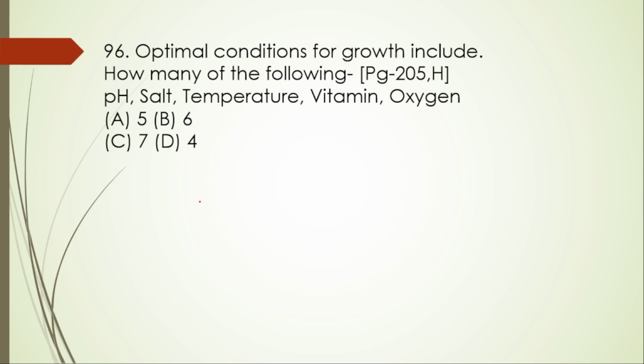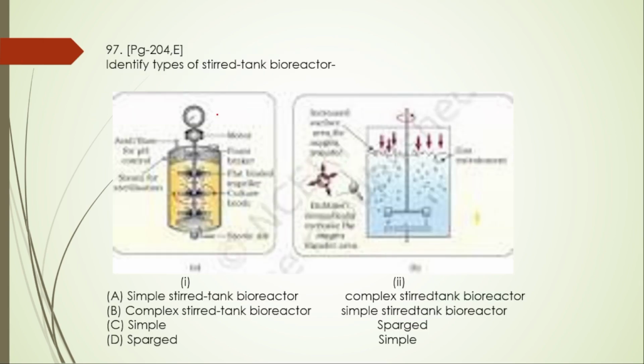96th question. Optimal condition for the growth include how many of the following? pH, salt, temperature, vitamins and oxygen. Optimal condition for the growth includes pH, salt, temperature, vitamins, oxygen and substrate. So here all of them are needed, so we will go with the option A. Substrate is not given here, but among them they are needed. 97th one.